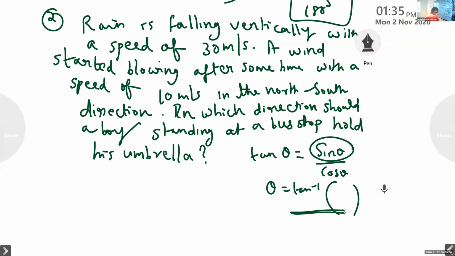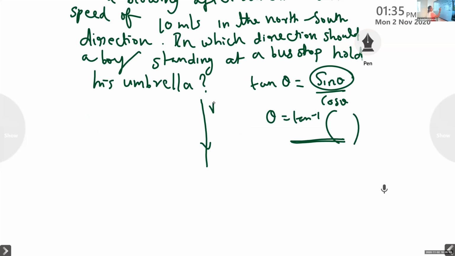Okay. So for that, first we have to draw a diagram to represent this. Looking at it, rain is falling vertically, so we can draw the rain first. It is falling vertically. So this is the velocity of the rain. It is 30 meter per second, as given.